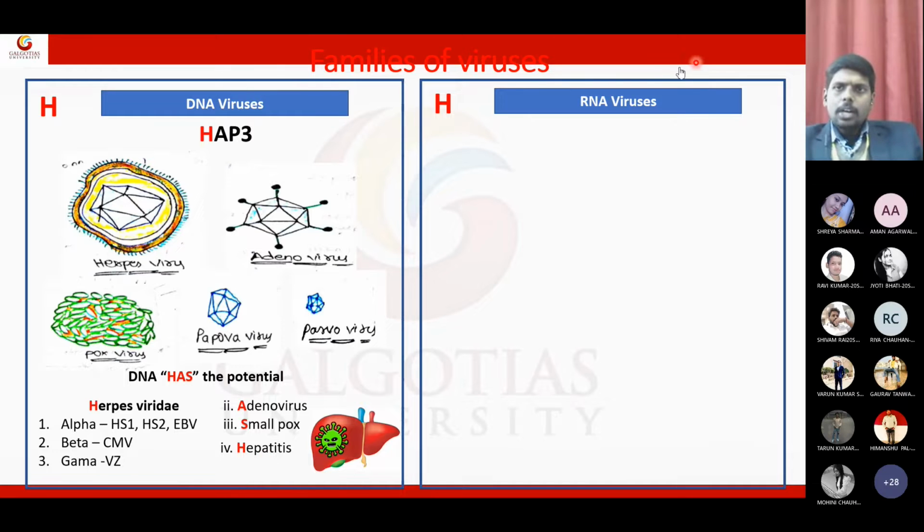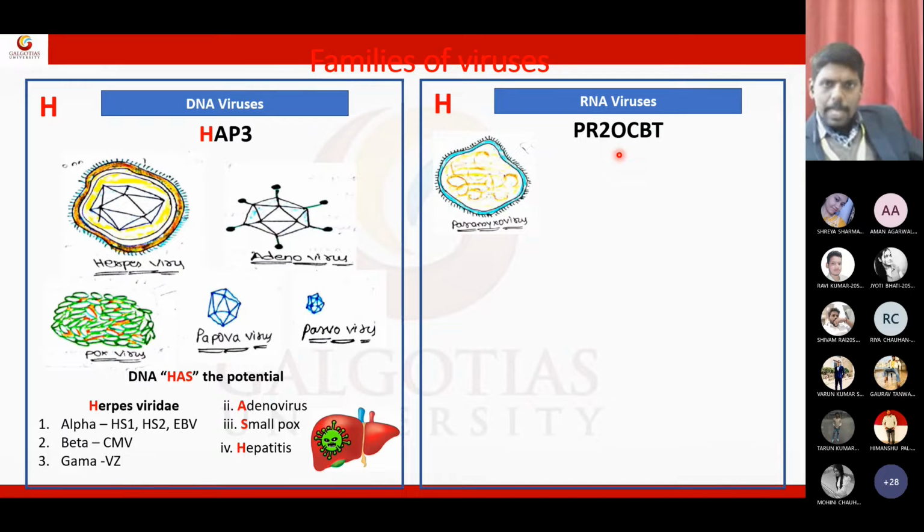Okay. Now let us move on to the RNA viruses. The mnemonic, the shortcut to remember the families of RNA viruses, is PROC-BT. P-R-O-C-B-T. So what are these in PROC-BT? I will let you know.